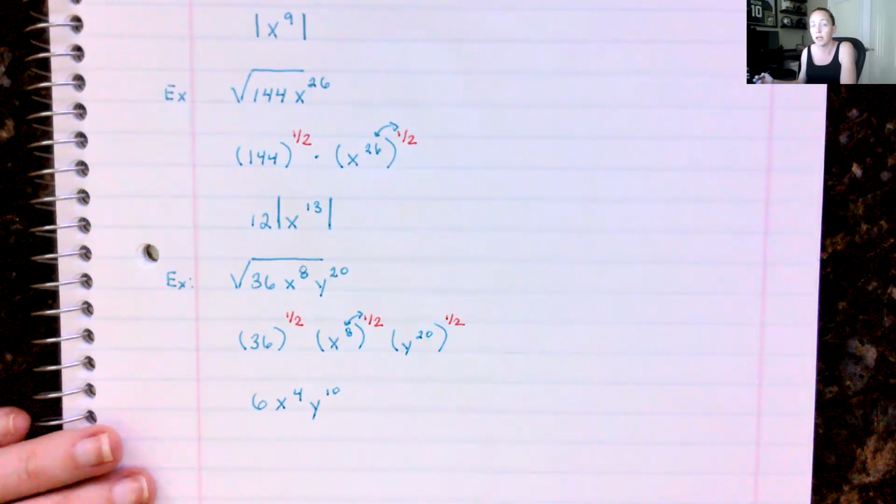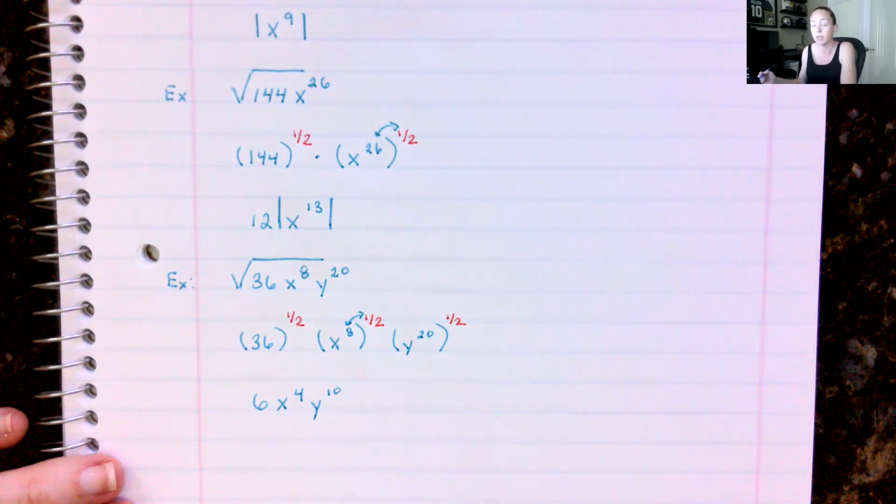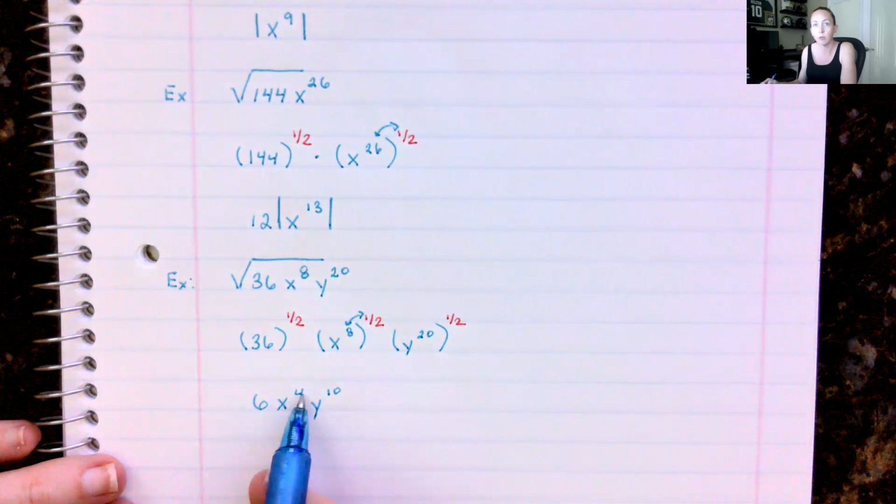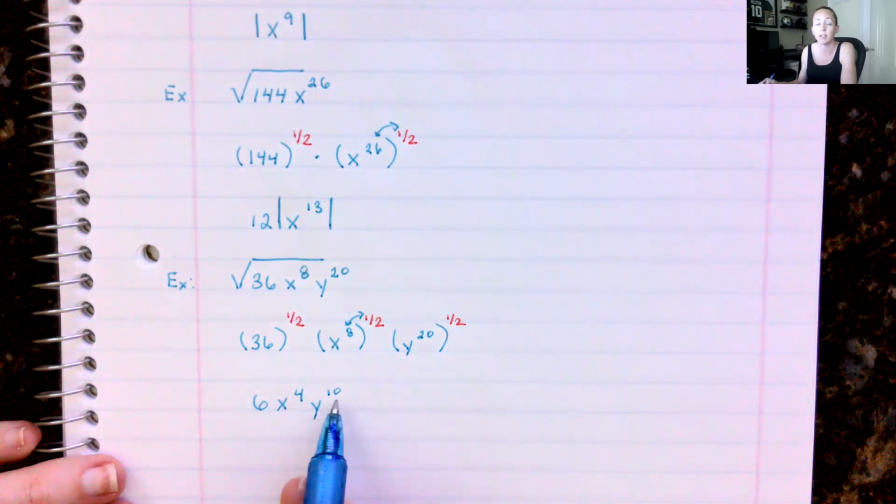Now, I do not need absolute values on this question because any number, positive or negative, to the 4th power will always result in a positive result. The same can be said for y to the 10th. Any negative number or positive number to the 10th power will always result in a positive. So I don't need to put absolute values around any of my variables here, right?